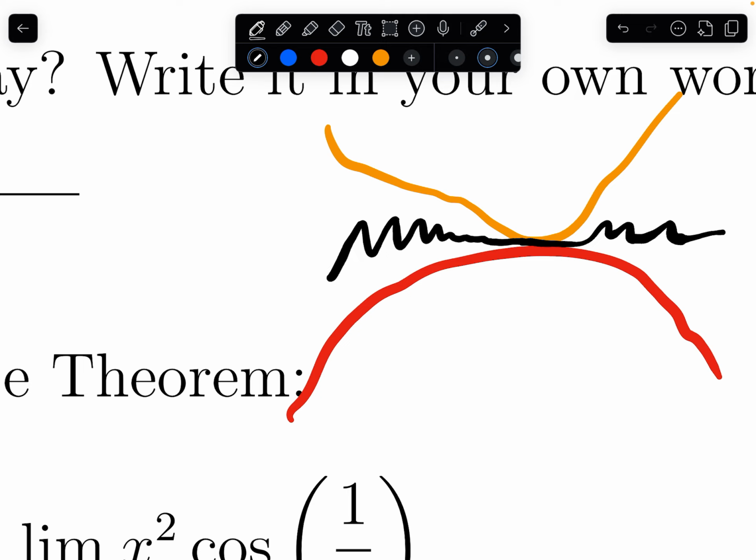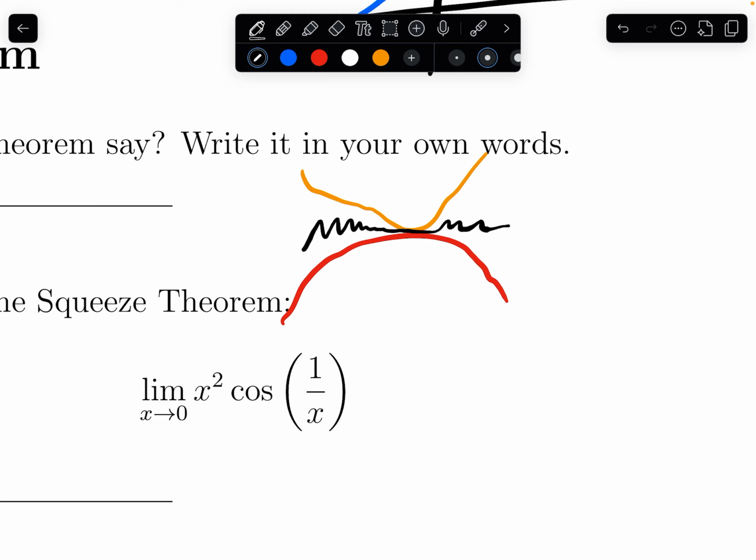And this black function is a little more tricky to understand, but the red and the orange, they both are simpler for us to understand, and the limit of the red is equal to the limit of the orange, and since the black is in between, the limit of the black also has to be the same thing.